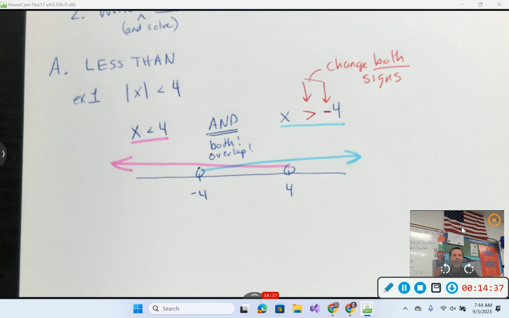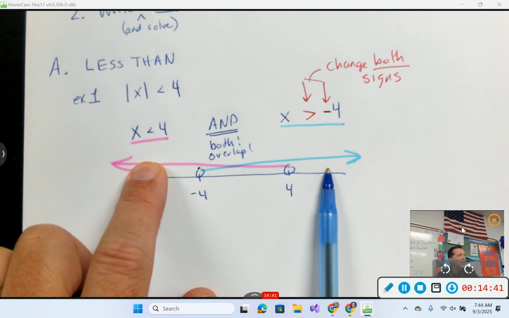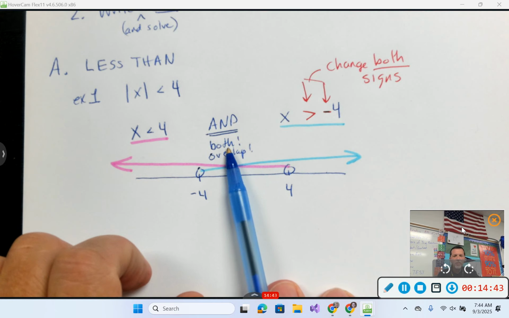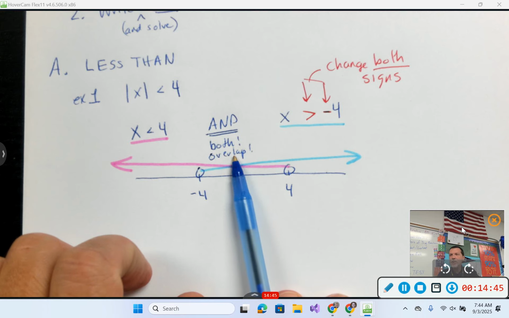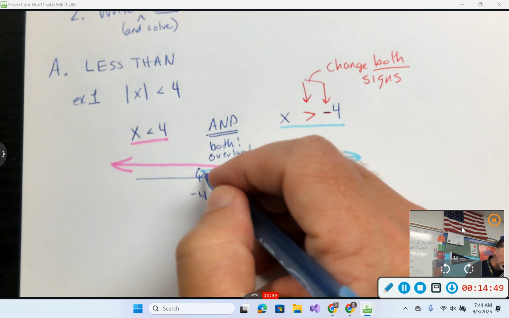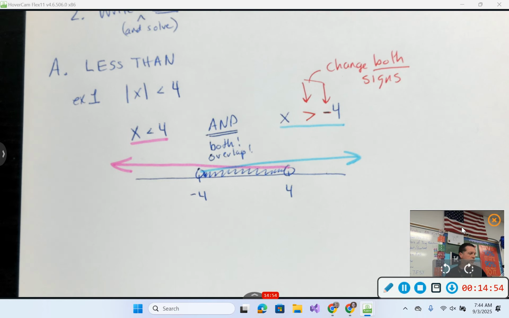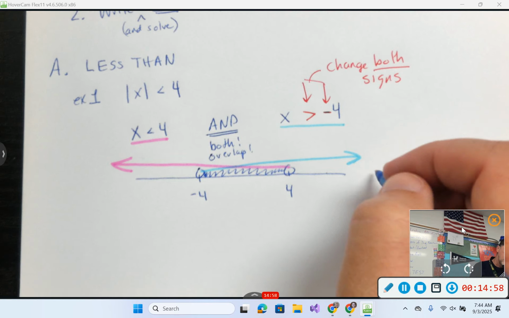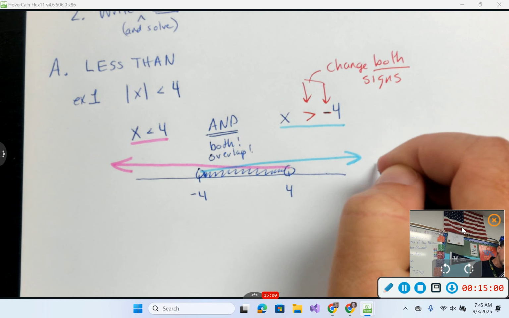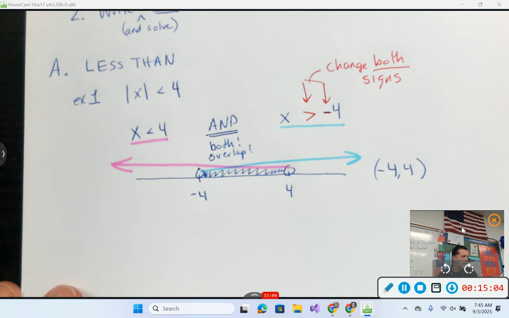And I want the set of numbers that are true for both the pink and the blue. I need both things to be true, so I'm looking for the overlap. And obviously, if you've graphed it right, it's easy to see the overlap. It's just the stuff where both pink and blue are. So negative 4 to 4. Parentheses, right? We don't want to include the endpoints.